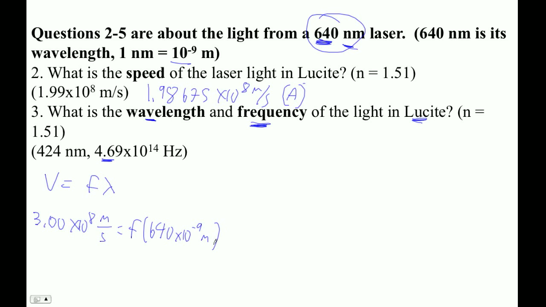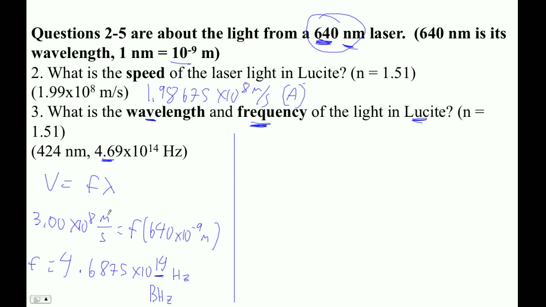I get the frequency is 4.6875 times 10 to the 14th hertz, right? 10 to the 14th is terahertz... you could just say 4.69 terahertz, right? Save you a little bit of writing there, right? Okay, so now, it's like a capital B, like terahertz. All right, and then we want to find the wavelength in the lucite.